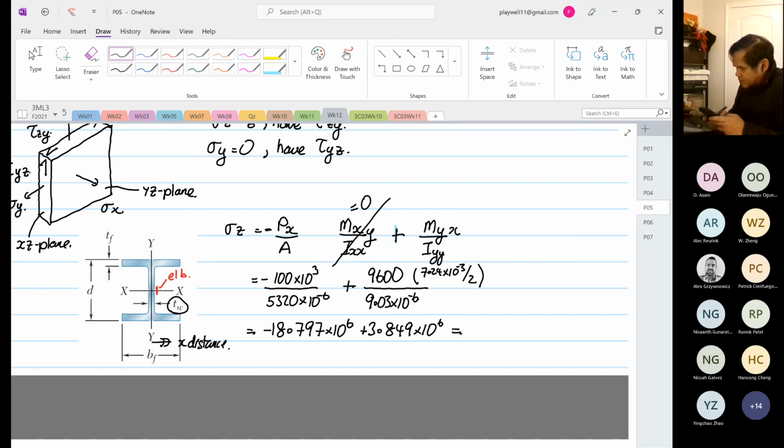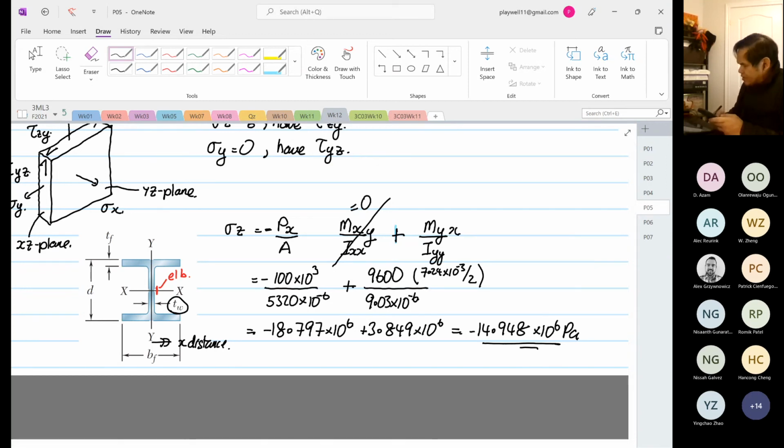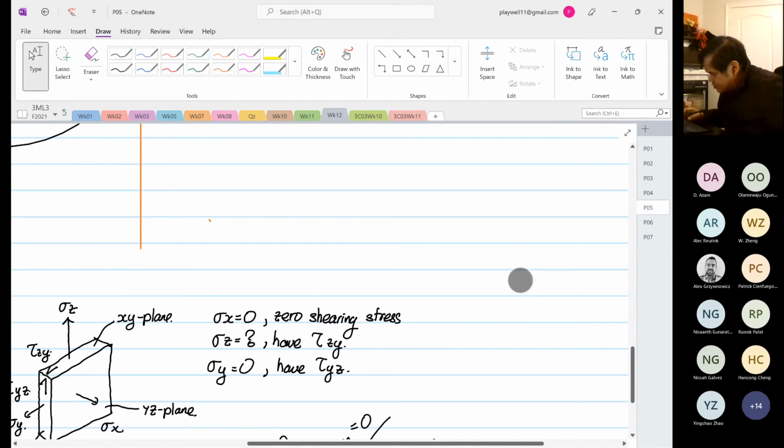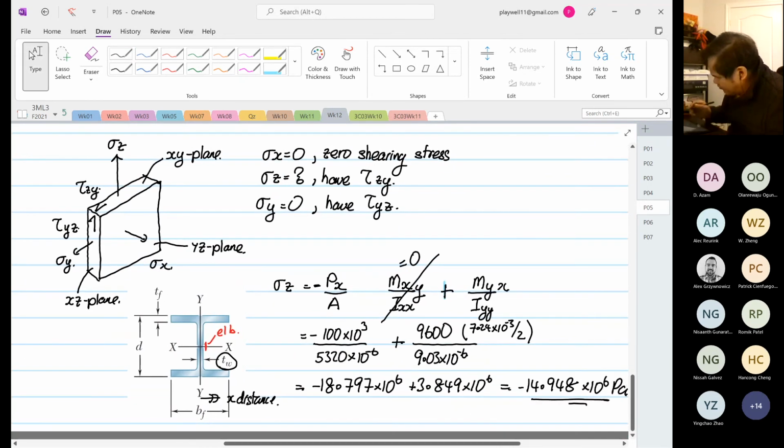Okay, so minus 18.797 power of 6 plus 3.849 power of 6 is equal to minus 14.948 times 10 to the power 6 Pascal. Let me do it again. Minus 18.797 power 6 plus 3.849 power 6. Yep, 14. So we now know our stress in Z. Okay, so we know that this is 14.948.